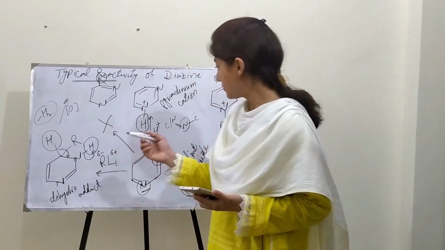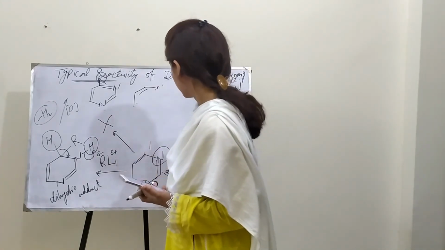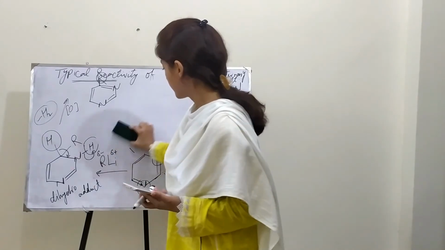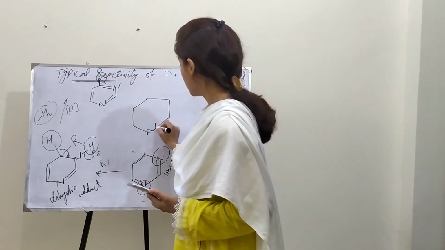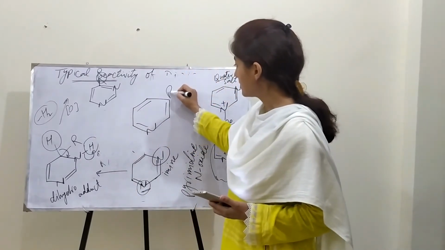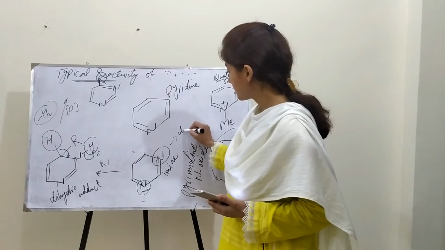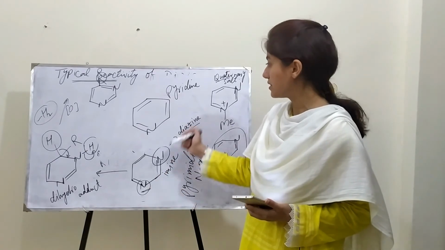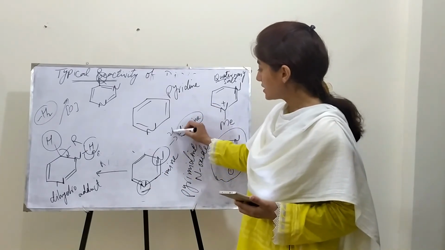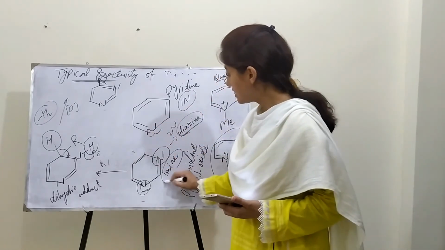So diazines contain two imine nitrogen atoms, while pyridine contains only one imine nitrogen, like this. This is pyridine and these are diazines. As an example, this is pyrimidine. So diazines contain two nitrogen atoms and pyridine contains only one nitrogen in the form of imine nitrogen.